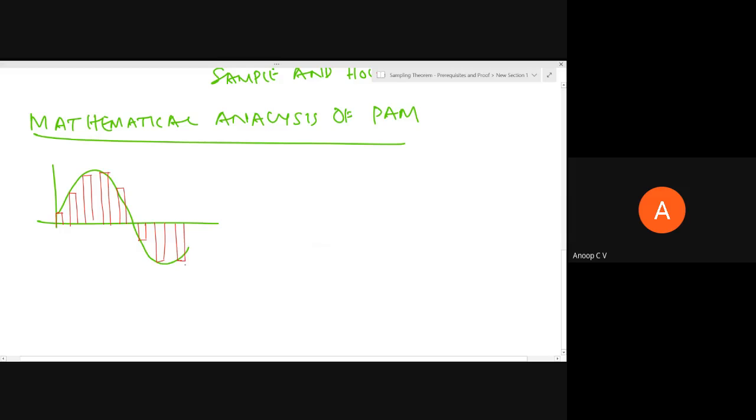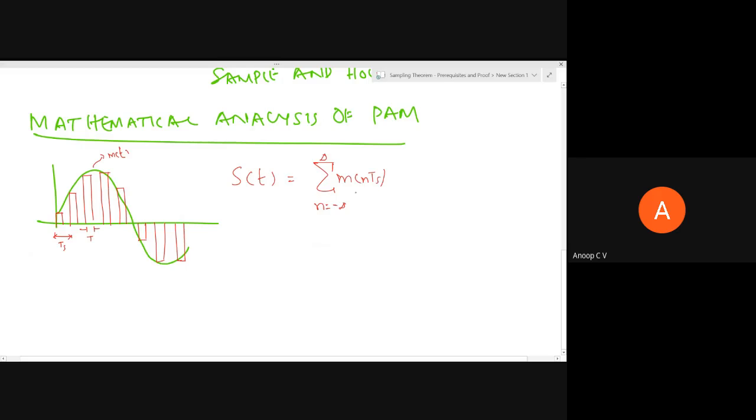Right. So how can we represent it mathematically? That is the question. So this is our M of t. The green one is our M of t. The separation between the samples will be Ts, and the width of each pulse is capital T. So in that case, we can represent the PAM signal s of t as the summation, n from minus infinity to infinity, of m of nTs.